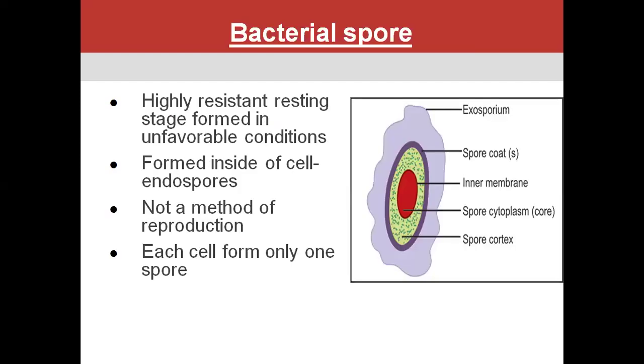Next, bacterial spores. Spores are highly resistant stages. They are formed under unfavorable conditions. What are unfavorable conditions? If there is no suitable environment, if nutrients are not available, if the temperature is not suitable, or if the pH of the culture medium is changed. There are many factors, and all these are unfavorable conditions. Whenever the bacteria face unfavorable conditions, they turn into a spore. These spores are formed inside the bacterial body, which is why they are called endospores. Sporulation is not a method of reproduction. In each cell, only one spore is formed.